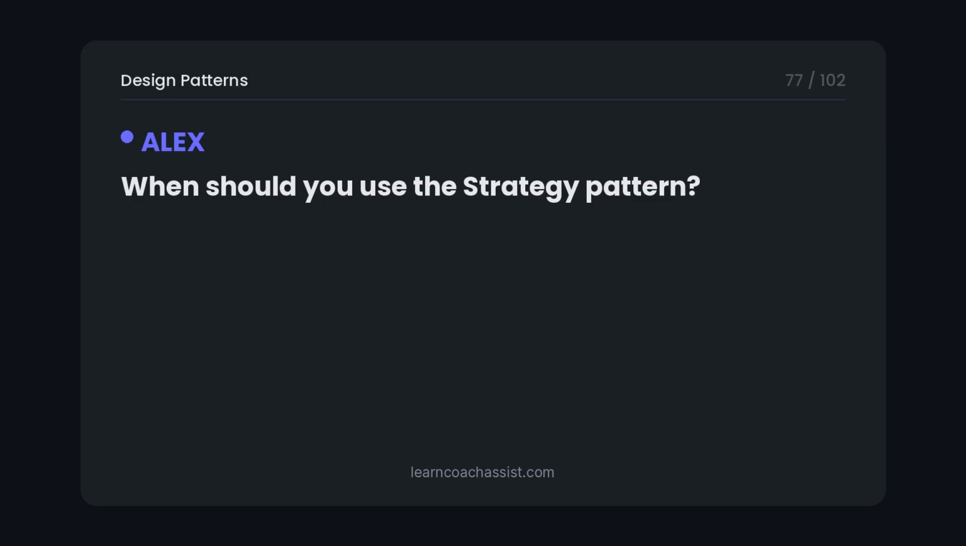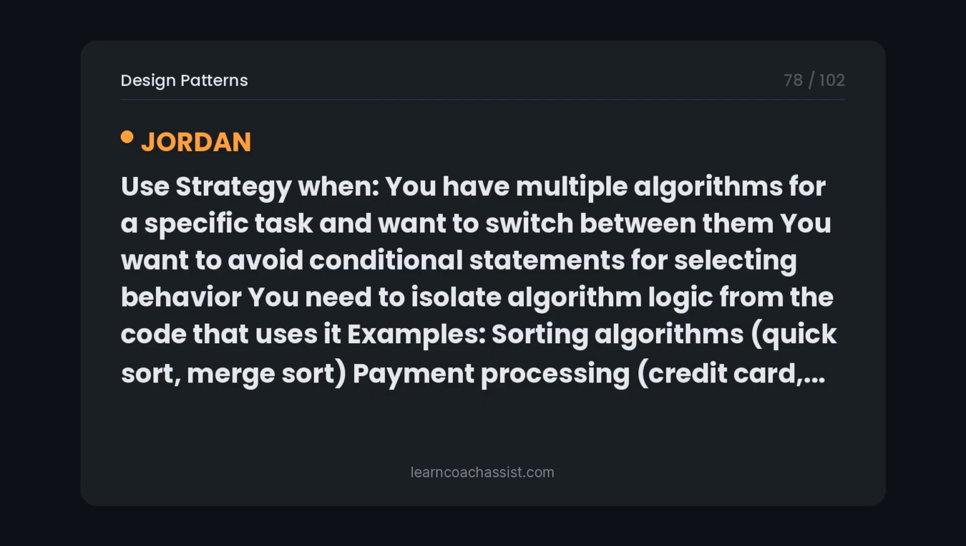When should you use the strategy pattern? Use strategy when you have multiple algorithms for a specific task and want to switch between them. You want to avoid conditional statements for selecting behavior. You need to isolate algorithm logic from the code that uses it. Examples: sorting algorithms like quick sort and merge sort, payment processing with credit card, PayPal, and crypto, and compression strategies like zip, gzip, and bzip2.